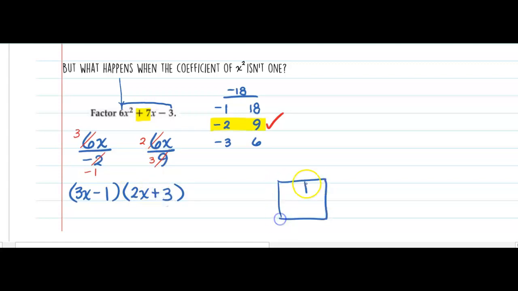Go ahead and check it by boxing it. We have 3x minus 1, 2x plus 3. That gives 6x squared, negative 2x, 9x, and negative 3, which combine to give me 6x squared plus 7x, take away 3. So I know it works.